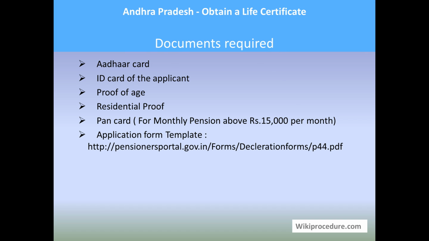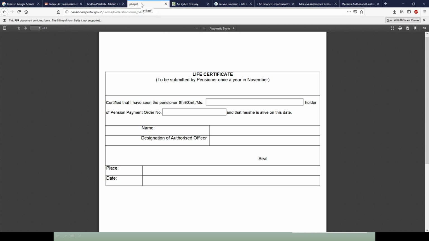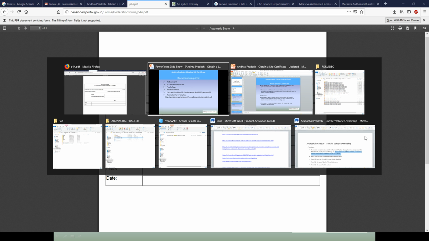Let us see the documents required for this procedure. It is simple. You need Aadhaar card, ID card of the applicant, proof of age, residential proof, PAN card for monthly pension above 15,000 per month. So, application form template as given below. I will show you how this will open. So this is the form. It's a general format form. You need to download, print, or they might give you the format which you need to complete and get it signed.